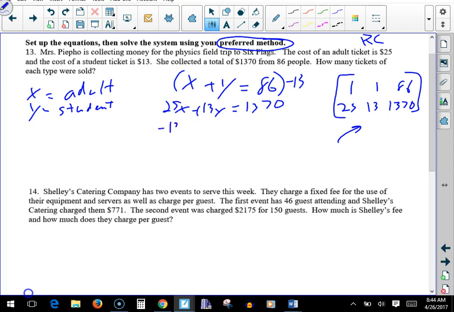I'm going to go ahead and do this. Negative 13x minus 13y equals negative 1118. When I add these together, hence the combination, I get 12x equals 252. When I divide by 12, x is 21. I plug 21 in right here, and I find out y is 65.